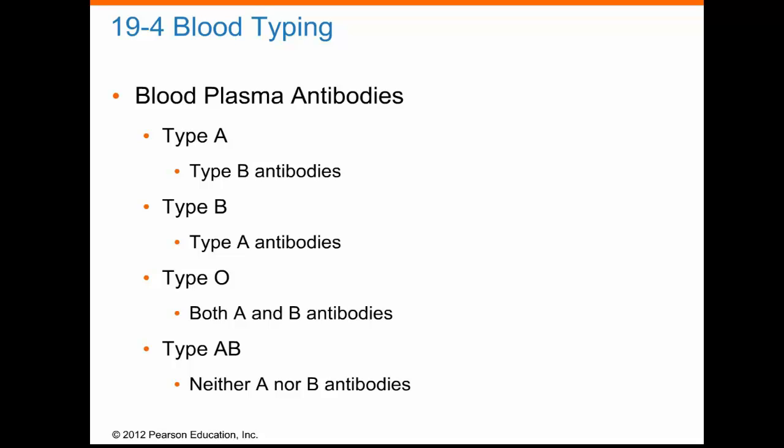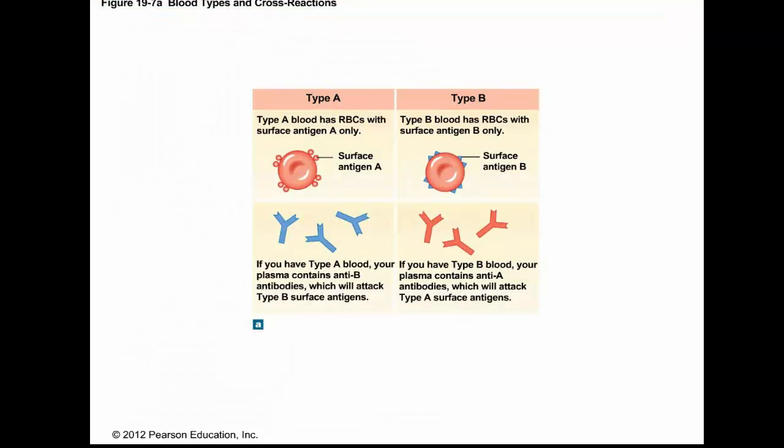So you're going to have to sit down and get this clear in your mind. Here is the diagram. You can see it clearly in your book. So here we've got the person with the type A blood. You can see attached to the red blood cell is the surface antigen A. And then carrying around in the blood plasma are the B antibodies.